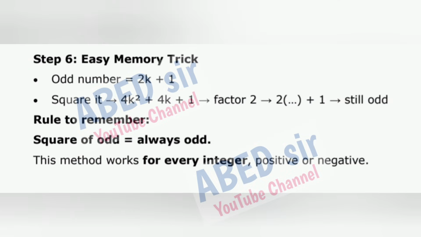Step 6, easy memory trick. An odd number is equal to 2k plus 1. Square it: 4k squared plus 4k plus 1, which factors to 2 times something plus 1, still odd. Rule to remember: the square of an odd number is always odd. This method works for every integer, positive or negative.